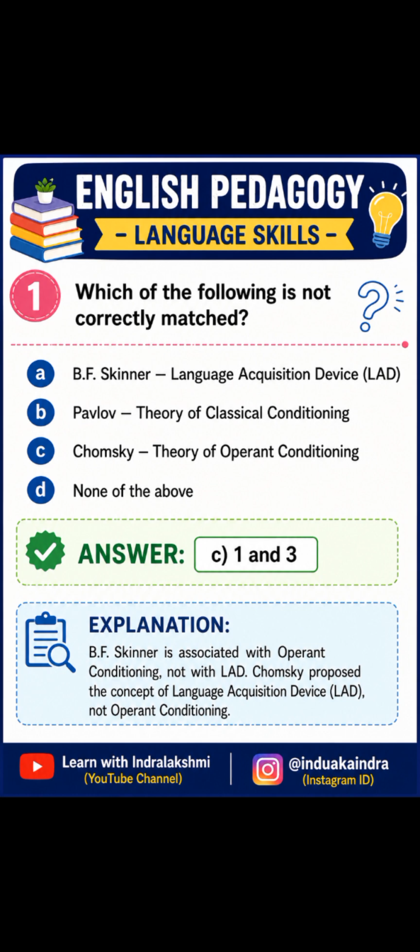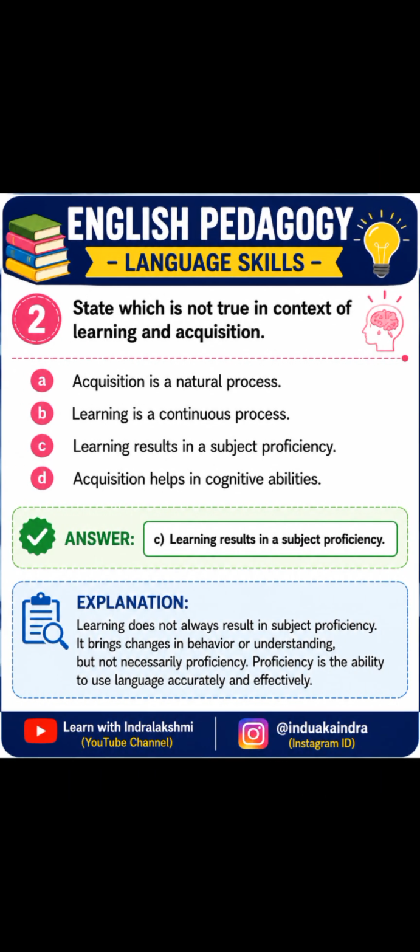So, option A is incorrect. And also option C, Chomsky is the person who came up with the idea of LAD. He did not propose the theory of operant conditioning. So option C is also wrong. So 1 and 3 is the correct answer.